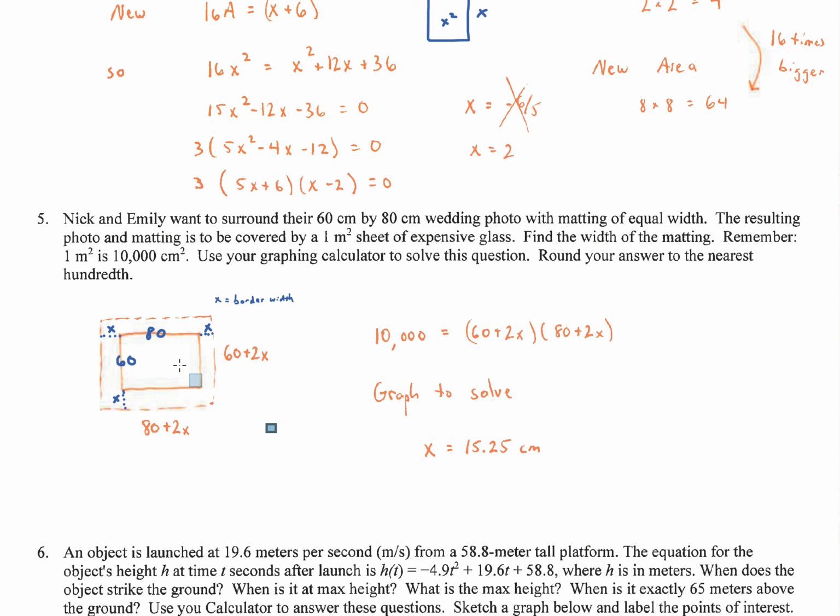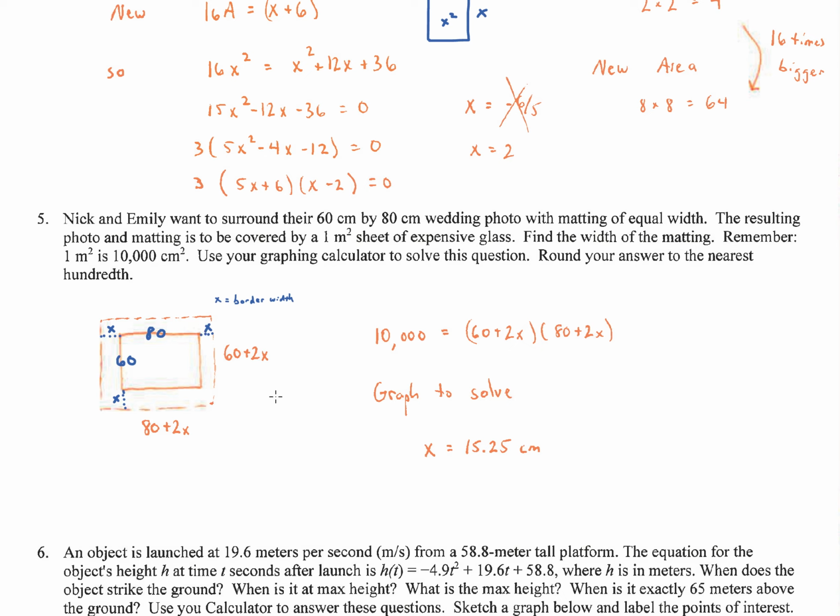It's 60 by 80. And what you're going to do is take a mat and go around that thing. Well, it's going to be bigger than it, and it's going to be bigger by so much. You don't know how much. That's what x is. x is this border width.